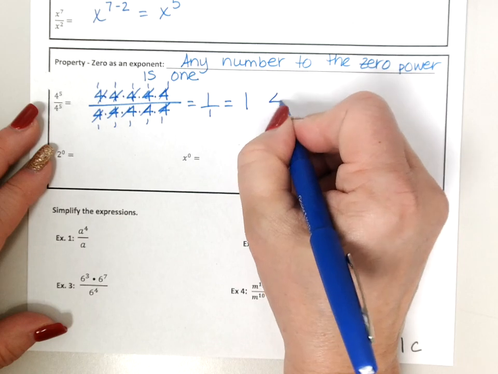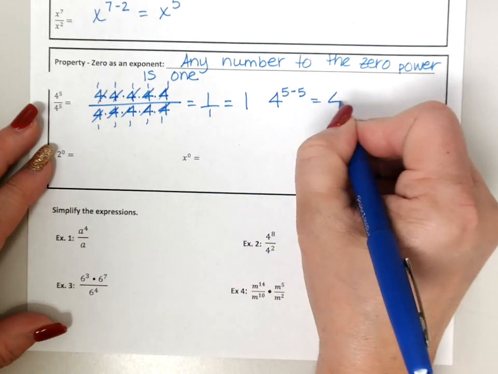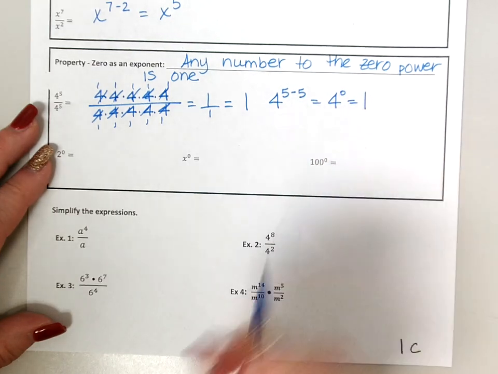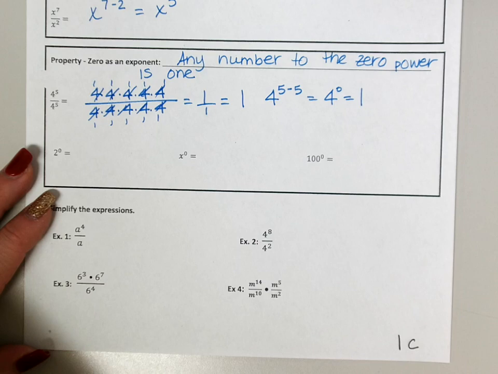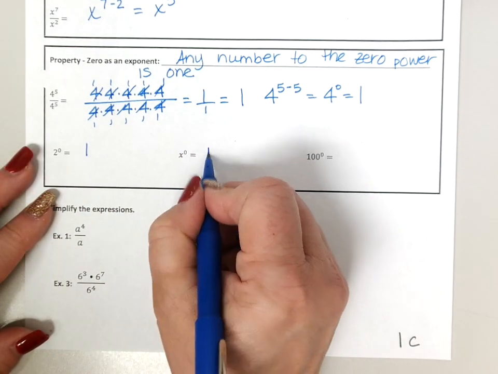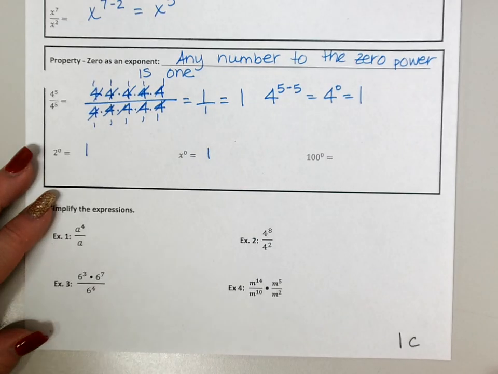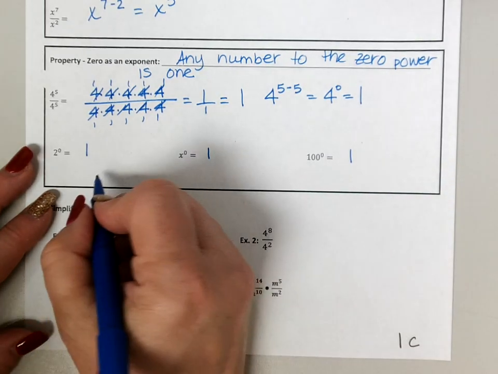If I do this the shortcut way up above, 5 minus 5 is 4 to the 0 power. Anything to the 0 power is 1. Okay? Doesn't matter what the number is. It's 1. X to the 0 power, because no matter what x is, it'll still be 1. 100 to the 0 power is 1.